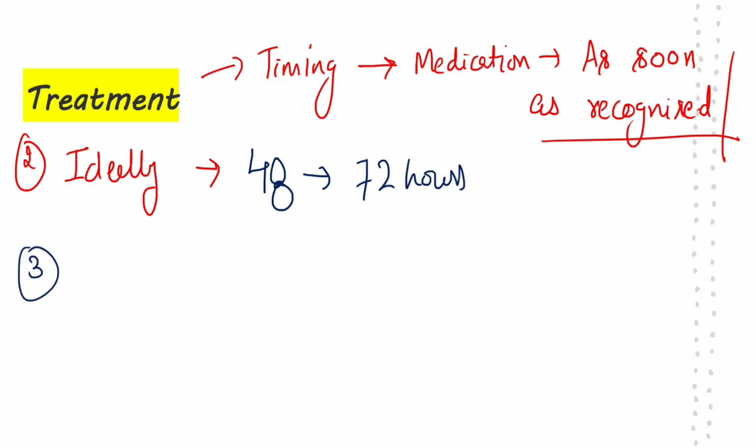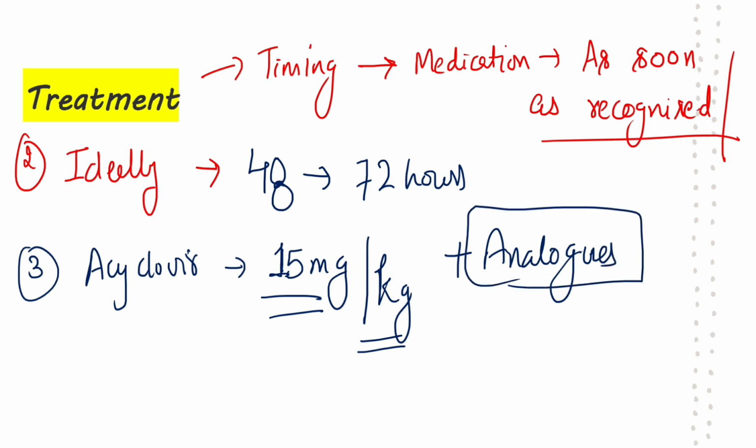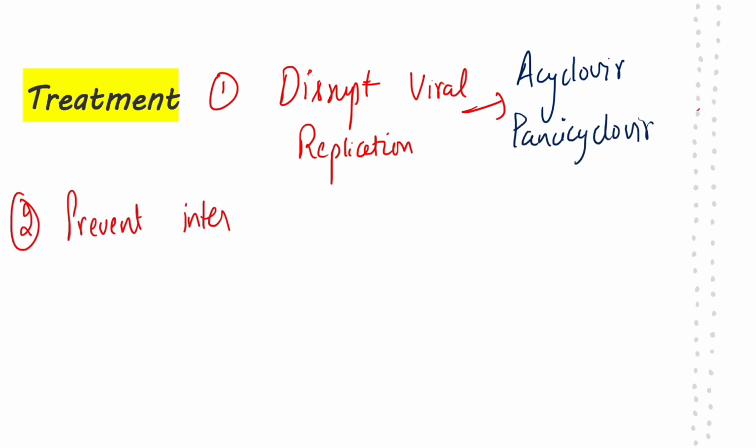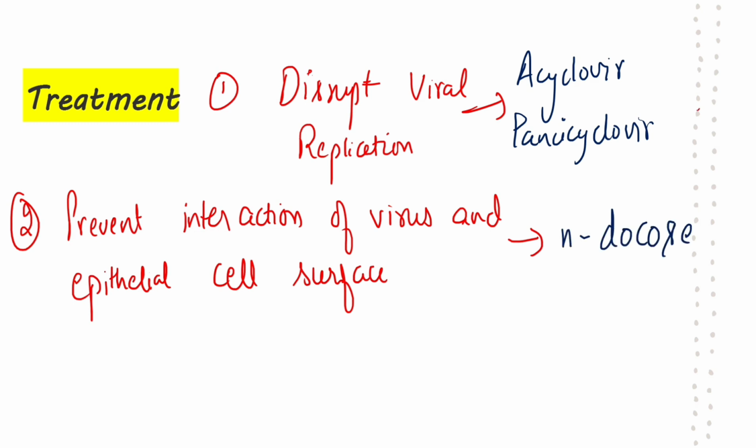Several drugs specific to combating the virus have been developed for the treatment. Among them, acyclovir is mostly used. It is the most commonly prescribed medication for herpes simplex virus infection. Acyclovir and its analogs have demonstrated significant efficacy in treating mucocutaneous herpes simplex infections. First are those that disrupt viral replication, that is acyclovir and penciclovir. And second are those that prevent the interaction of virus and epithelial cell surface, that is docosanol.